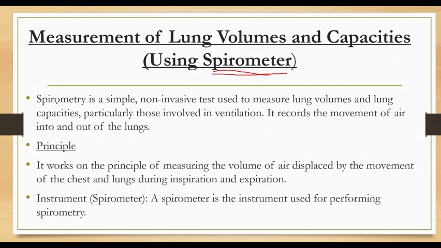Here is the definition. Spirometry is a simple, non-invasive test used to measure lung volume and lung capacity, particularly those involved in ventilation. It records the movement of air into and out of the lung. Principle: it works on the principle of measuring the volume of air displaced by the movement of the chest and lung during inspiration and expiration. Instrument: spirometer. A spirometer is an instrument used for performing spirometry.